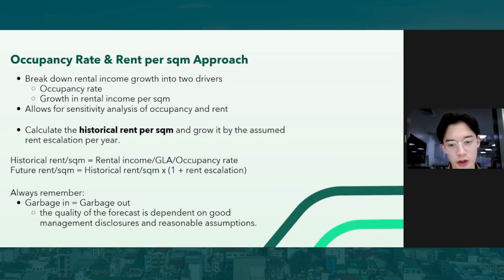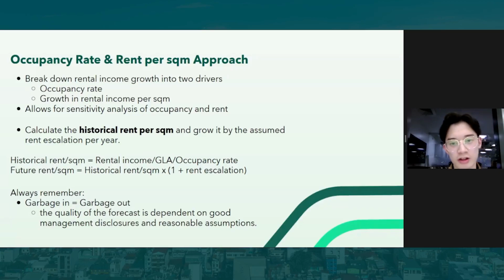So the formula for historical rent per square meter is rental income for a 1-year period over the GLA over occupancy rate. So we just have to divide rental income by GLA and then by occupancy rate. The next one is the future rent per square meter. And the formula for that is historical rent per square meter times 1 plus the rent escalation, which is actually just the future value formula. So future value equals present value times 1 plus the growth rate.